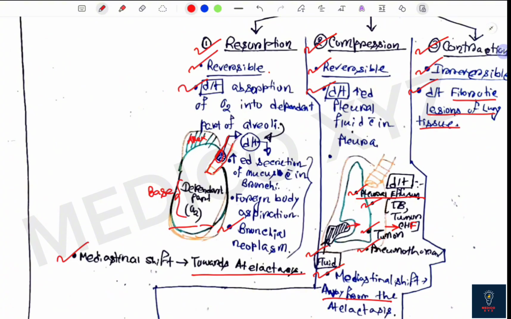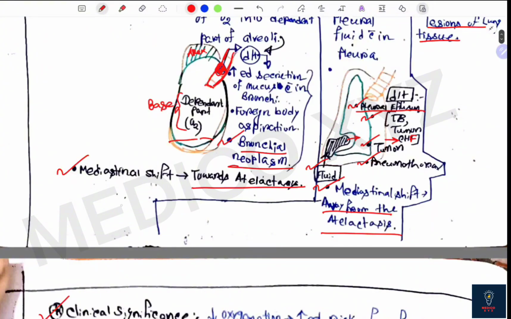What is the cause of resorption atelectasis? It is in the bronchi, and in the bronchi there can be mucus plug formation. A mucus plug can block the bronchi, or it can be aspiration of a foreign body, or it can be a bronchial neoplasm. Neoplasm means tumor. Due to atelectasis, the collapse of the lungs, the mediastinum, meaning the space between the lungs, shifts towards the atelectasis.